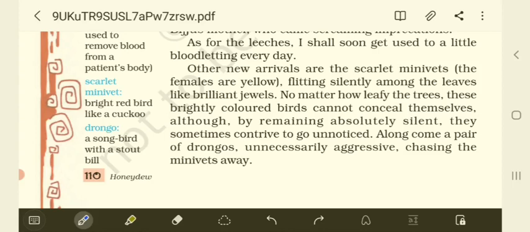So along come a pair of drongos. Other than that, there was a pair of drongos. Pair refers to two, right? Unnecessarily aggressive, means they were quite aggressive, angry, and they were chasing the minivets away. So as soon as the drongos came, they chased the minivets away.